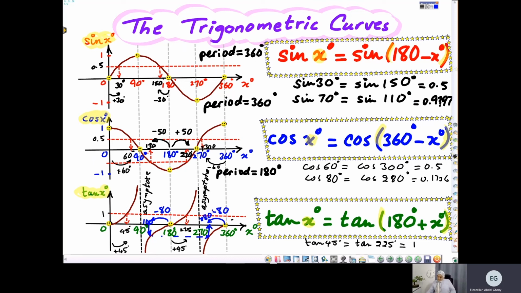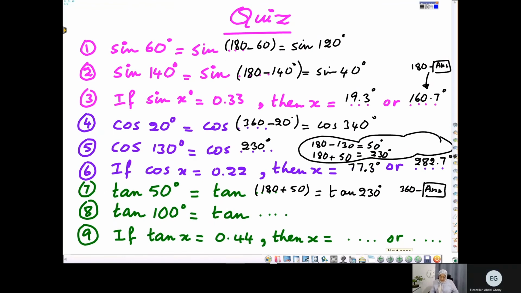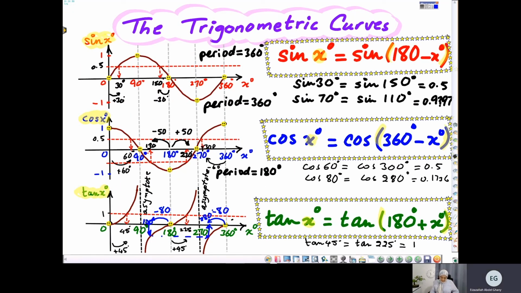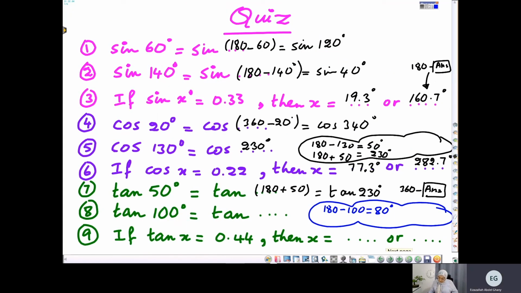280. I'll say it once more. Tan 100. I'll figure it out here. 180 minus 100. Why did I do it like that? Because I need to find an acute angle. And then let's go to the curve. Here, 180 minus this acute angle and 360 minus this acute angle will give you the same result. So now 360 minus this acute angle, which is 80, is 280 degrees.